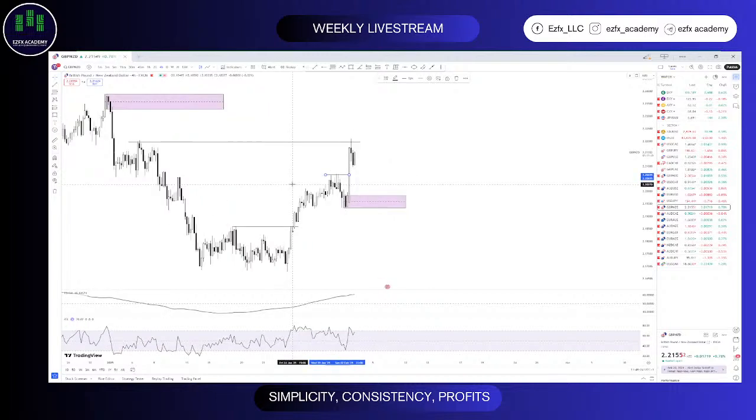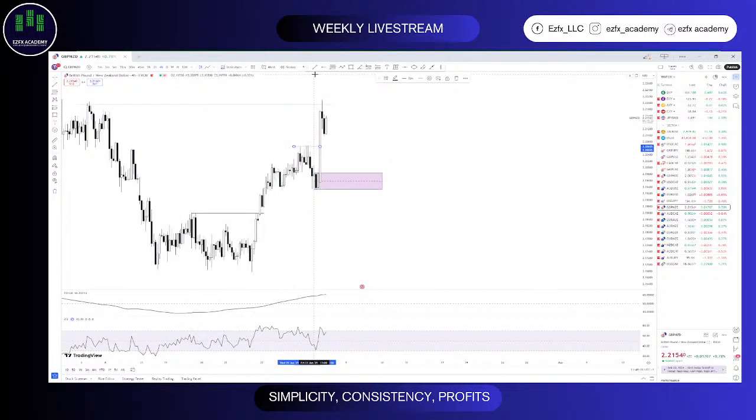Give me a minute, please. Just marking out the points that I'm interested in. Right, so I have these. So these are my two POIs right now.